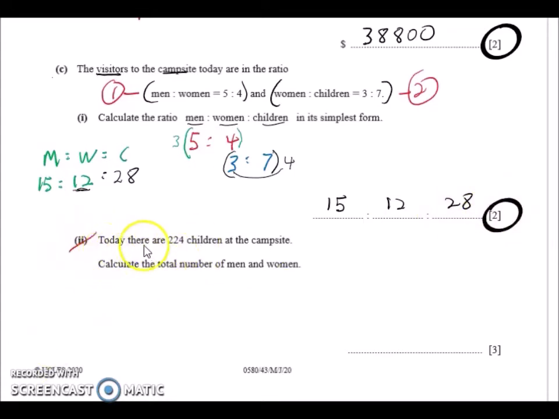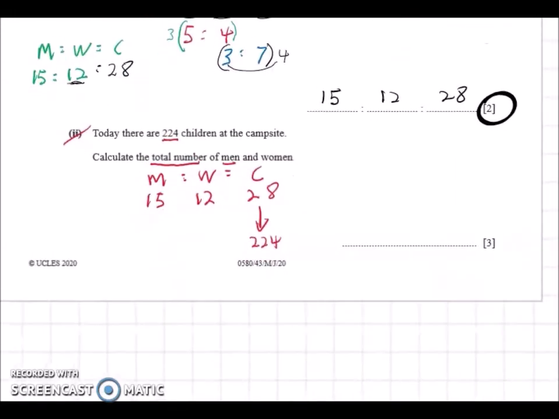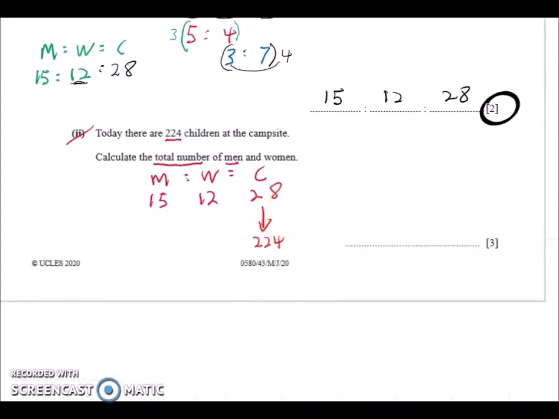Okay, the second question here is, today there are 224 children at the campsite. What is the total number of men and women? So we just put here man, woman and children. The ratio is 15, 12, 28, and we follow the ratio. The number we are getting here is 224. When you divide 224 by 28, you'll be getting 8, so everything here, the woman and the man, we multiply by 8.